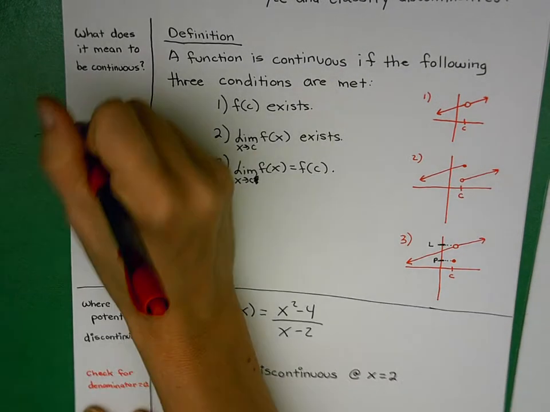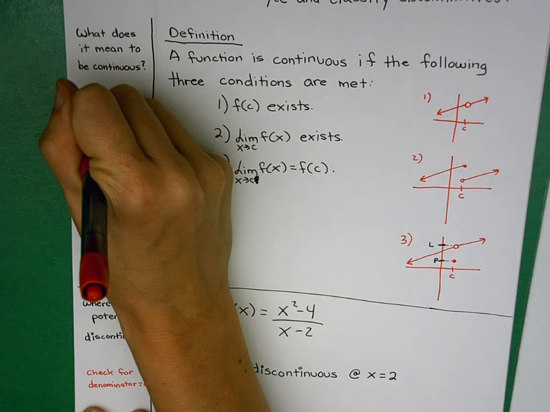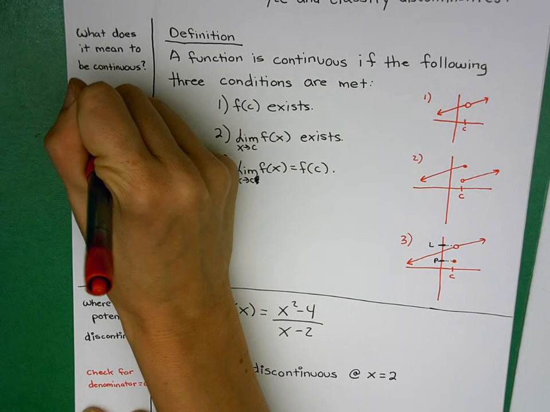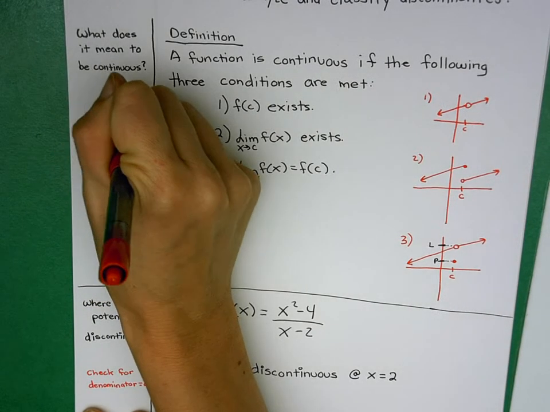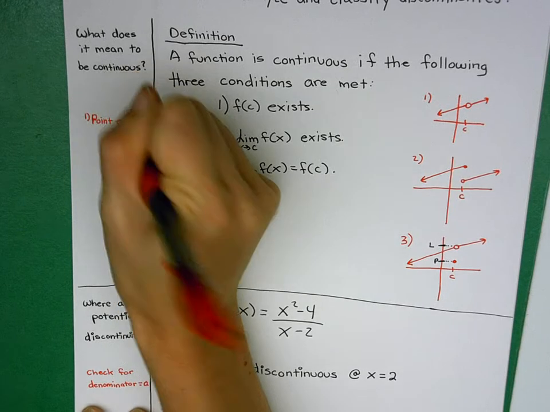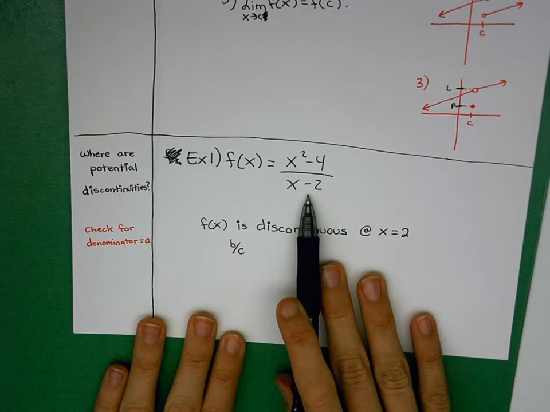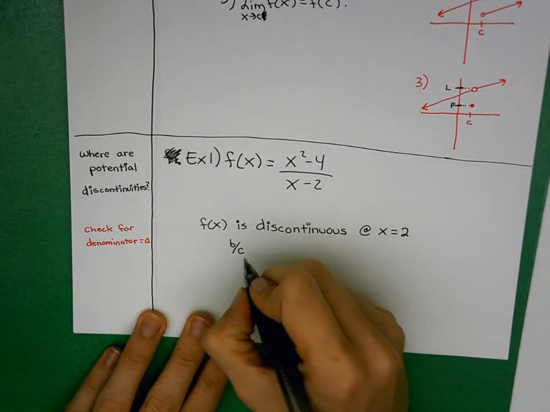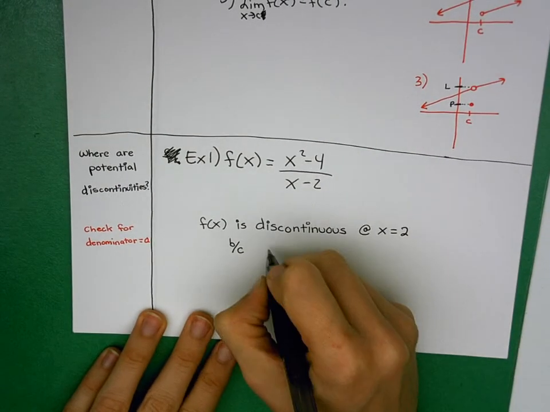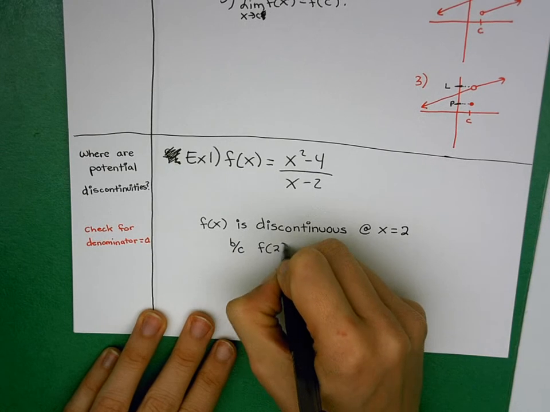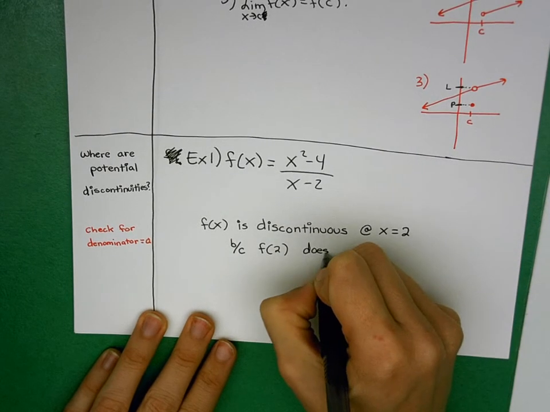I broke the fact that the point has to exist. Okay. In this case, if I plug in 2, I don't get a number. I don't have a point. I have a 0 in the denominator. So my issue here, f of x is discontinuous at x equals 2 because f of 2 does not exist.